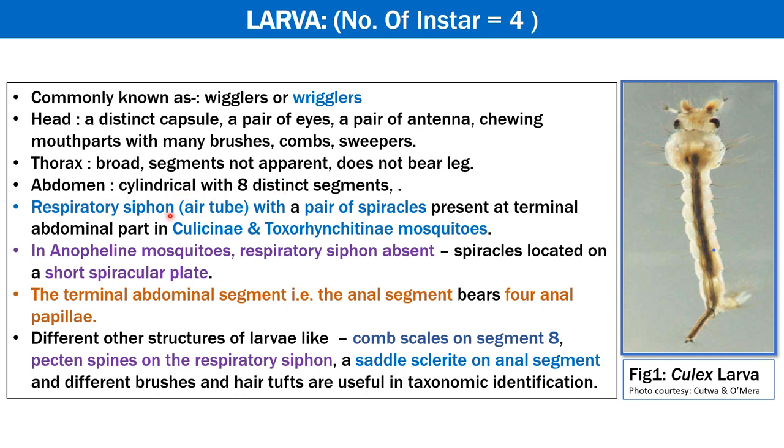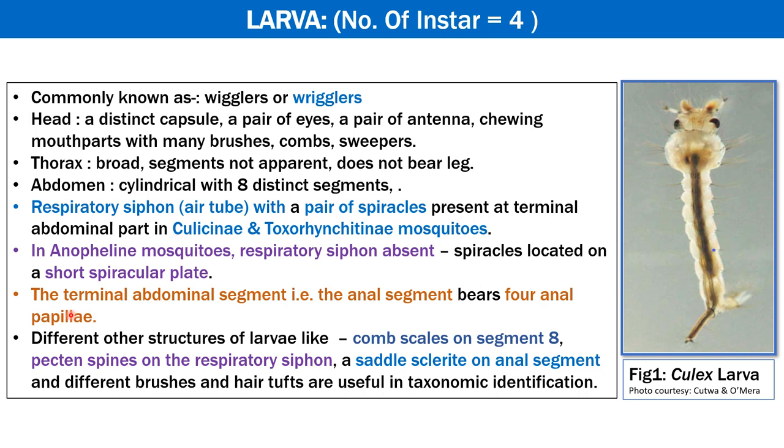Respiratory siphon or air tube with a pair of spiracles is present at the terminal abdominal part in culicine and toxorhynchitine mosquitoes. But in anopheline mosquitoes, the respiratory siphon is absent, and therefore in those cases, spiracles are located on a short spiracular plate. The terminal abdominal segment, that is the anal segment, bears 4 anal papillae, which are used in osmoregulation.